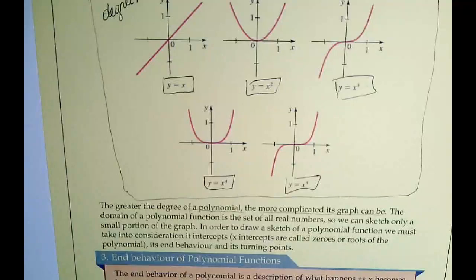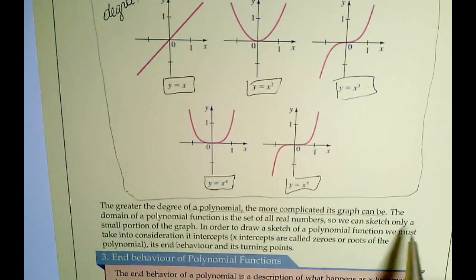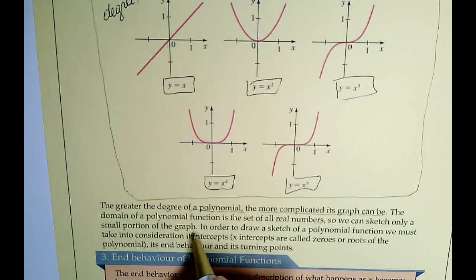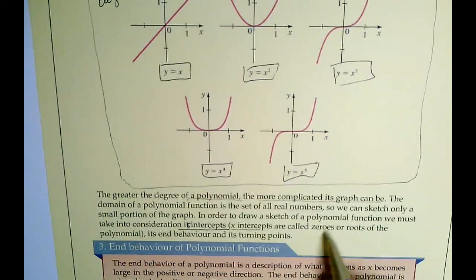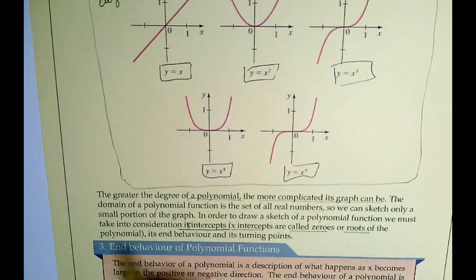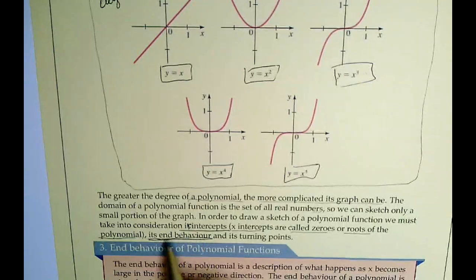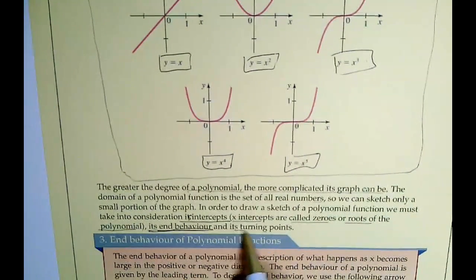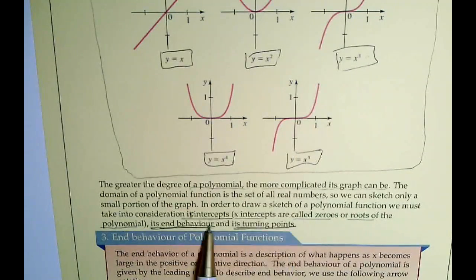So the domain of a polynomial function is the set of all real numbers, but we're only going to be able to sketch a small portion of the graph. In order to draw a graph of a polynomial function, we must take into consideration its intercepts, the x-intercepts, which we also call zeros or roots of the polynomial. We're going to take into consideration its end behavior and its turning points. So we will talk about these individually next.